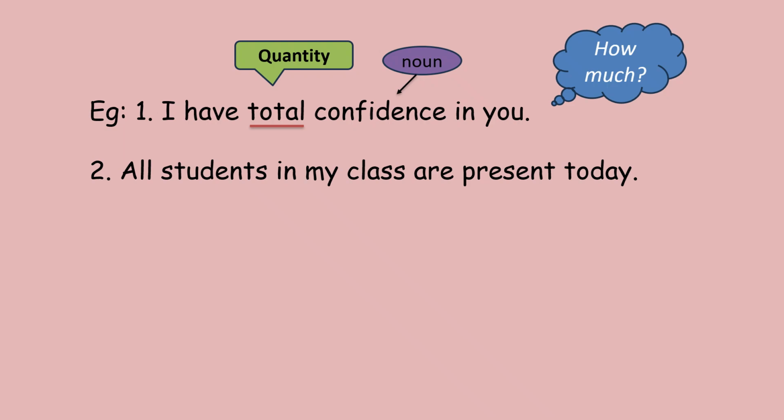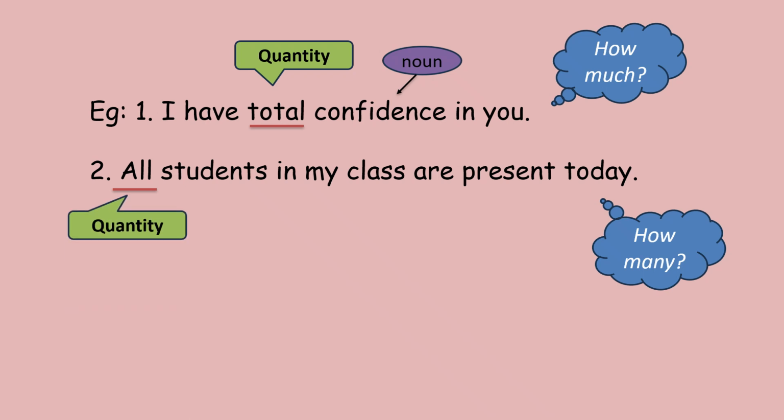Let's see the second sentence. All students in my class are present today. Here, in this sentence, how many students are present today? All students. The word all is telling us about the quantity of students present in the class today. Students here is a common noun.